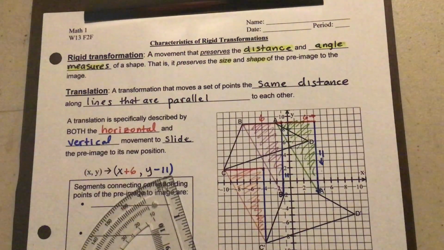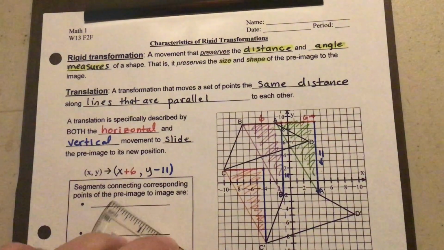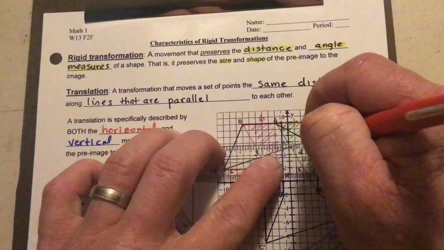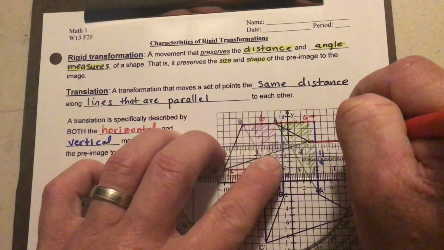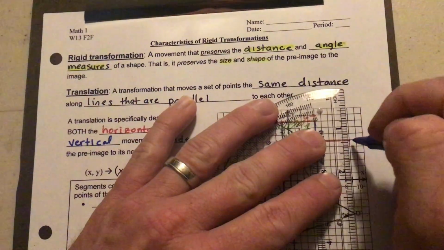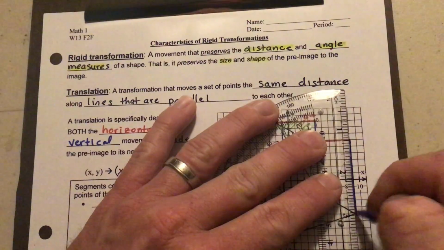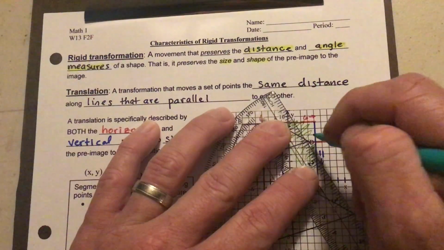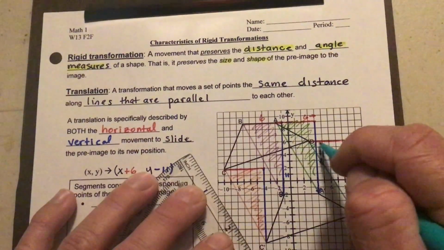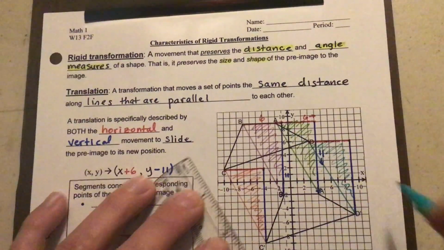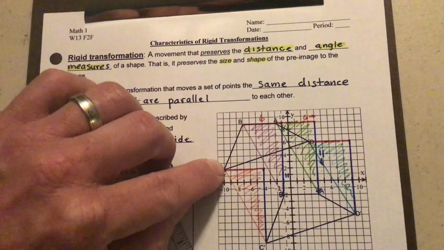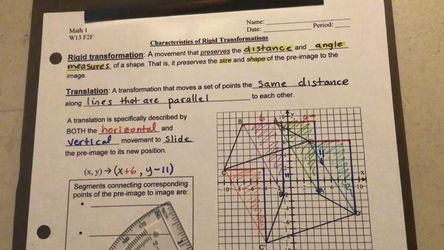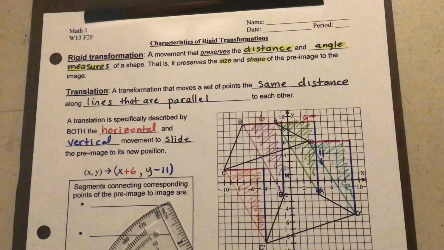And then lastly, if we go to our D and look at D prime, we're going to see that again, it's doing the same transformation. Again, it's going right 6 and down 11. All of these have that same transformation of translating right 6 down 11. And we can also see that any of those segments that connected the preimage to its image are going to be parallel to each other. All four of those segments, A to A prime, B to B prime, C to C prime, D to D prime, are going to be parallel to each other.